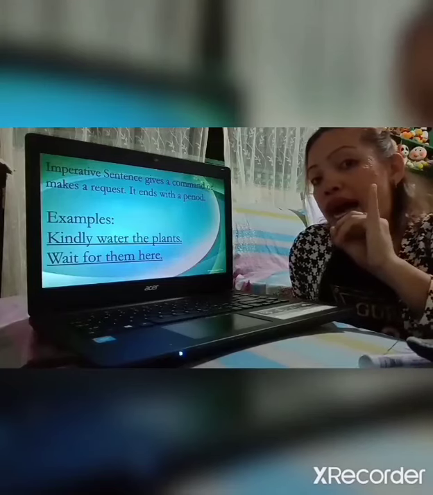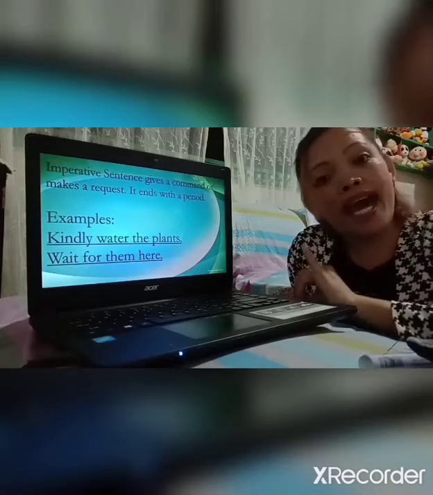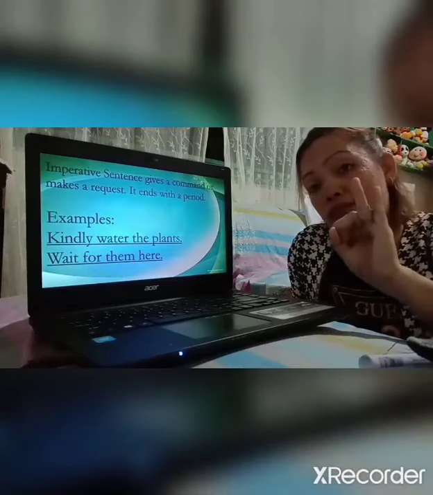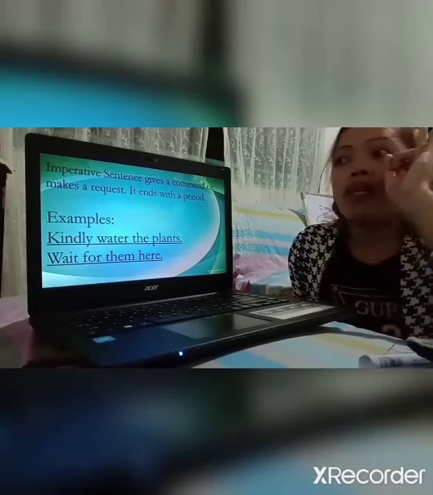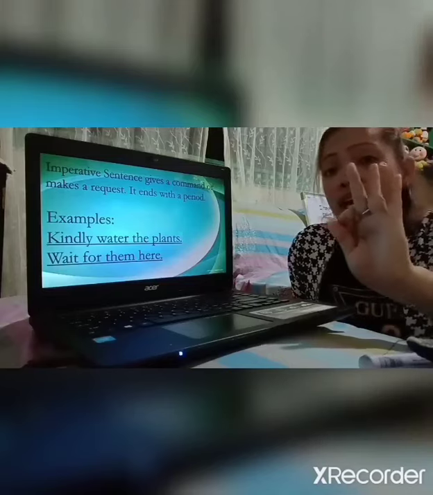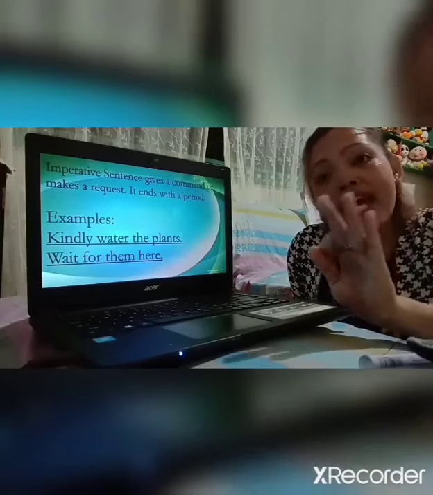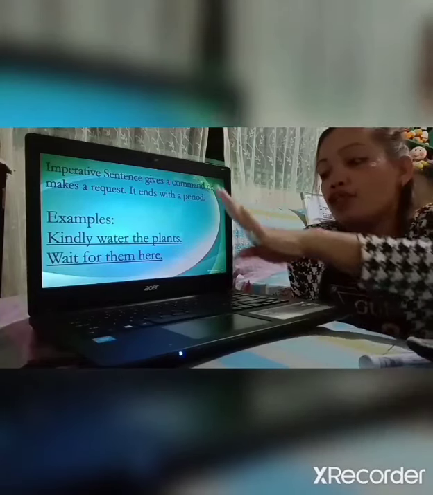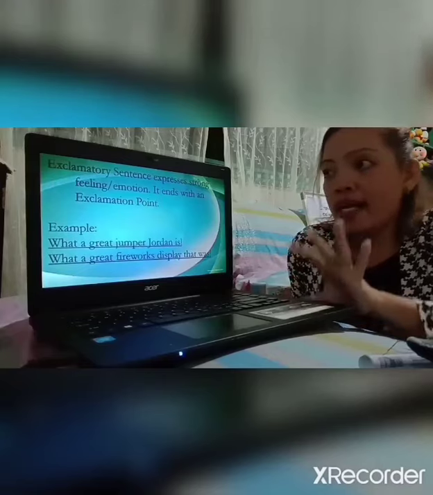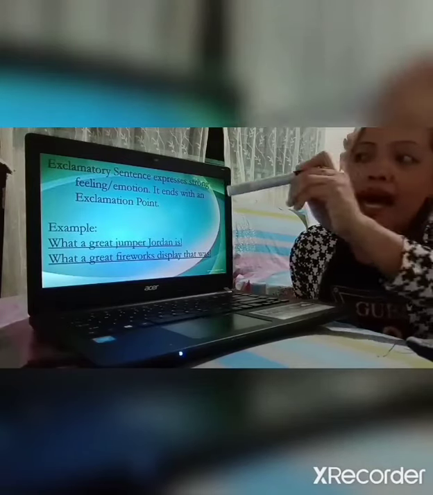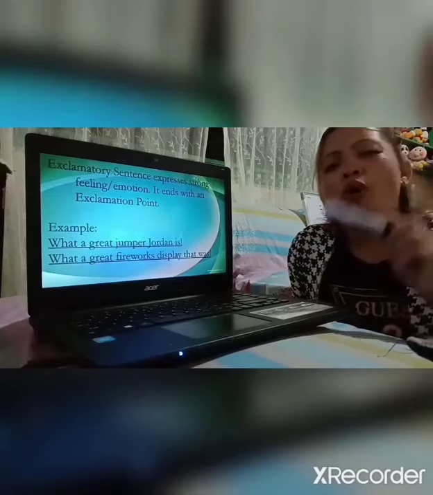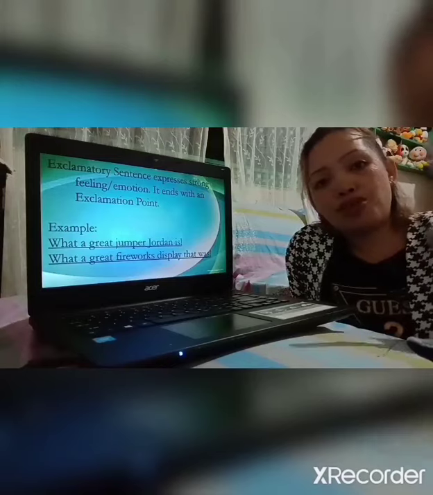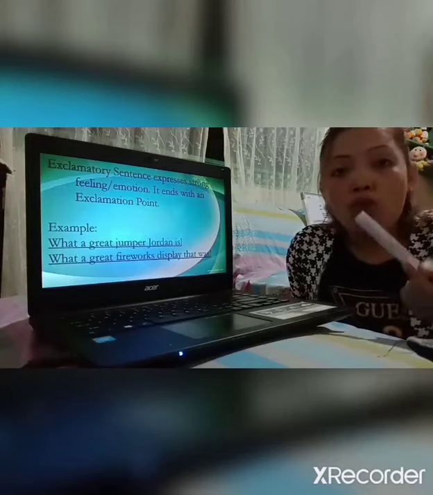First, we have declarative sentence. It states. Second is interrogative sentence. When you say interrogative sentence, it asks. Then last, our third one is imperative sentence, which gives command and makes request. So for number 4, this is the last kind of sentence that we have. We have exclamatory sentence. It expresses a strong feeling or emotion.